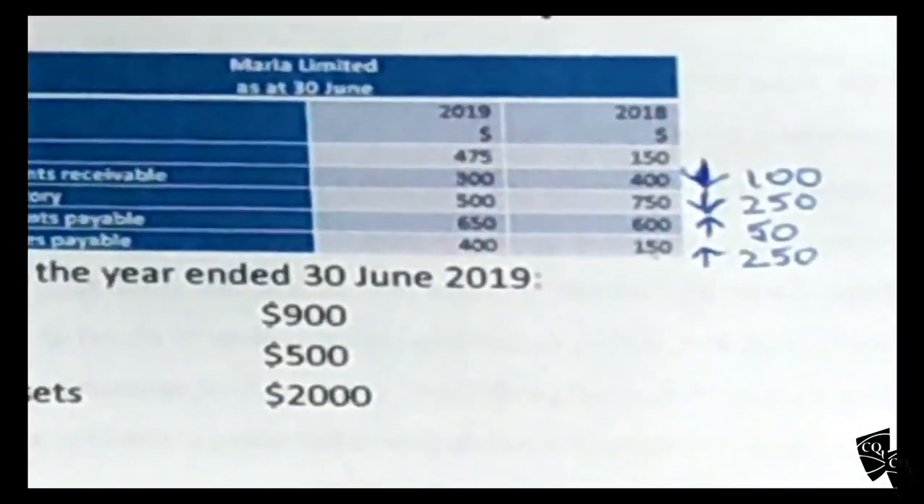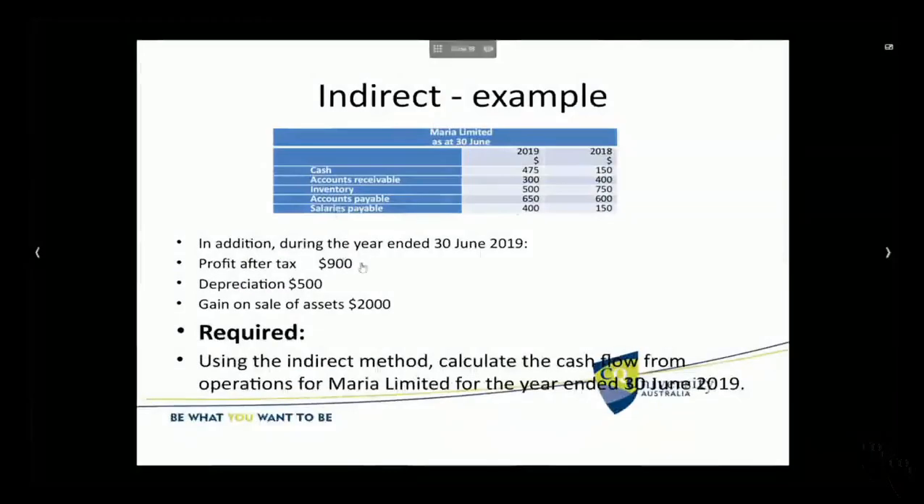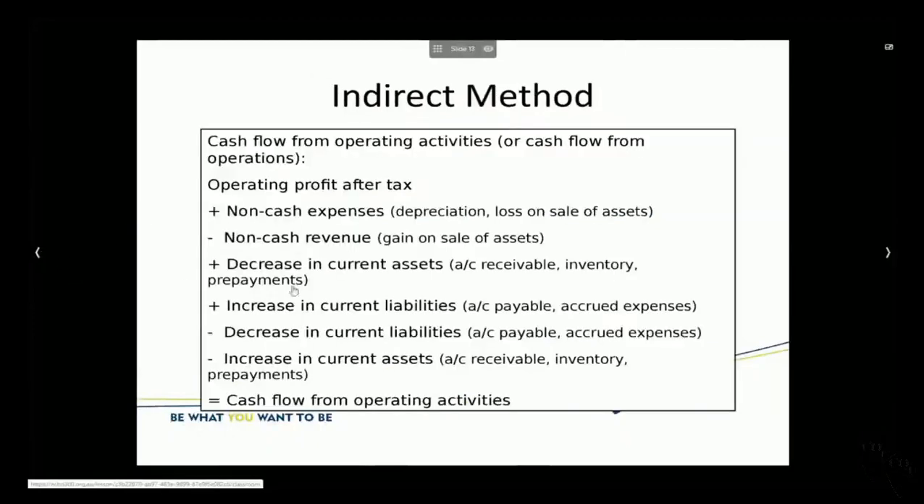Flicking back to the computer. Under this section here, decrease in current assets, we want to put 100 plus 250 right next to this line. And we already know there's no increase in current assets because we don't have any. So we can just leave that blank, or you can just put 0 there. It's up to you. So we've checked our current assets. Both of them are decreases, so we put the 100 plus 250 there.